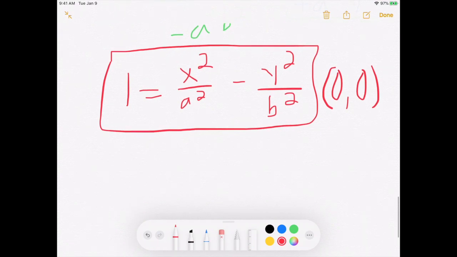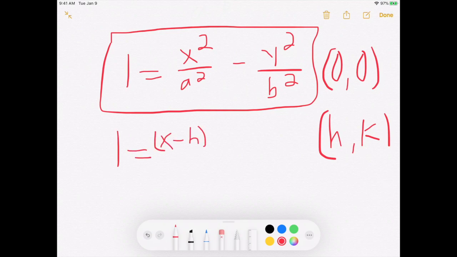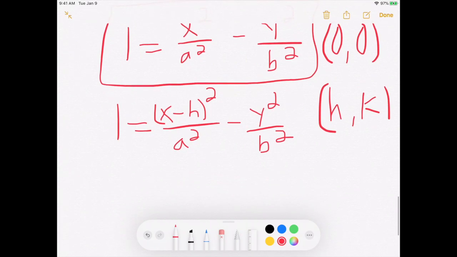Again, if we want to use transformations and make the center (h, k), we just need to change our equation around to be x minus h squared over a squared minus y squared over b squared. So this is for a hyperbola that opens up, we say, horizontally.